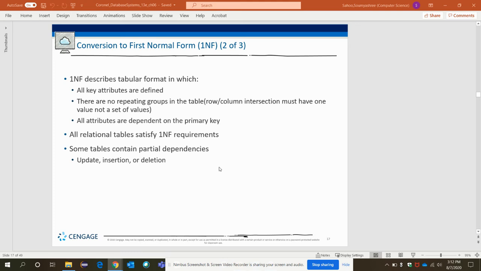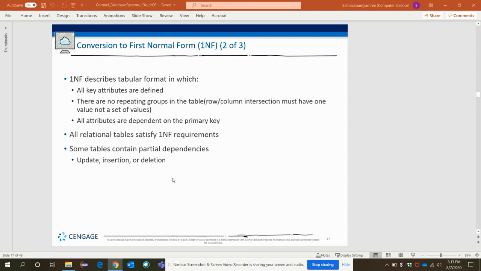Now let's come to our first normal form. So what does our first normal form say? All key attributes are defined. We have removed the repeating groups, that is, the row-column intersection now has only one value associated in one block, and all attributes are dependent on the primary key. We have determined the primary key, and so all of our relational tables are now satisfying the first normal form.